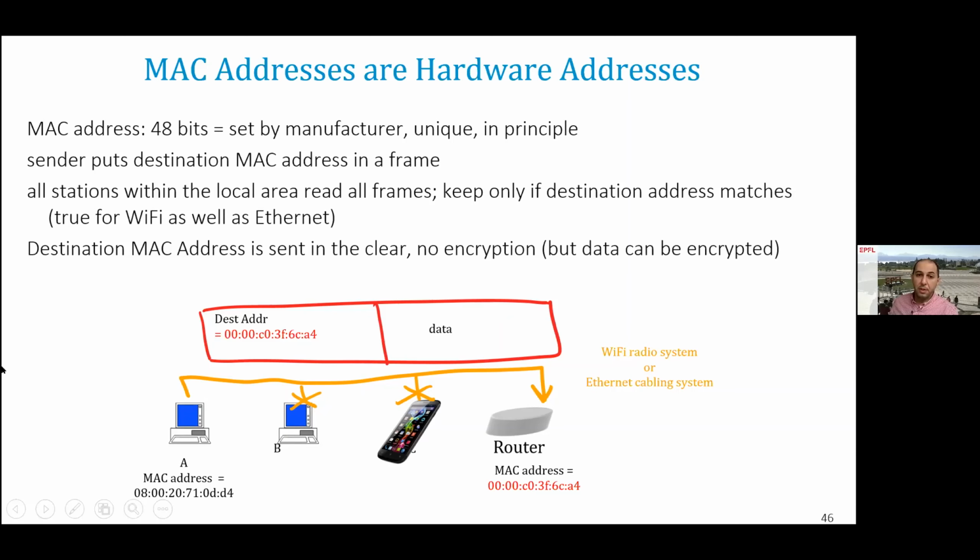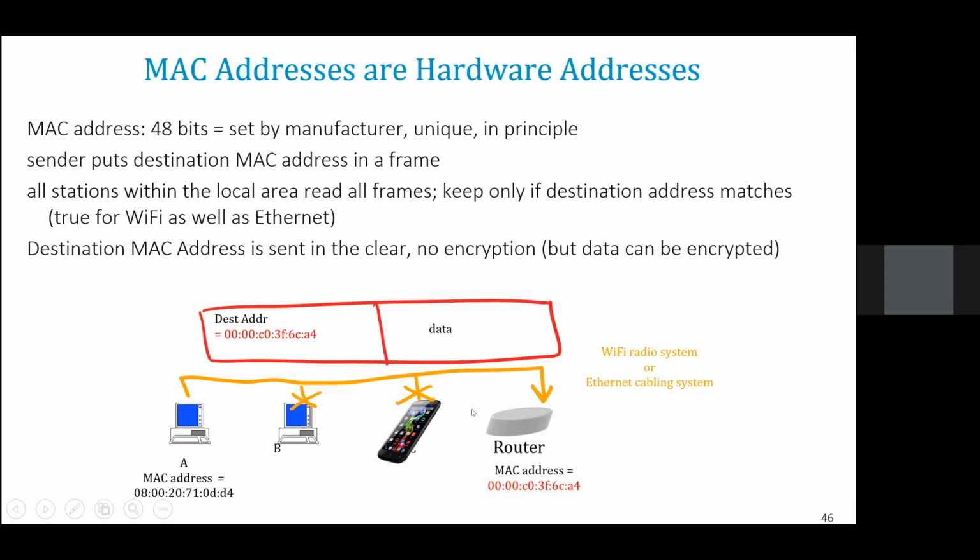So here we have the MAC address of the router. This machine will look at the destination MAC address. It does not correspond to its MAC address, so it will ignore the packet. The same thing for the smartphone. It will ignore the packet or the frame. The router will look at the MAC address. It corresponds to its MAC address, so it will keep it. It will deliver the frame or the packet to the network layer to process it.